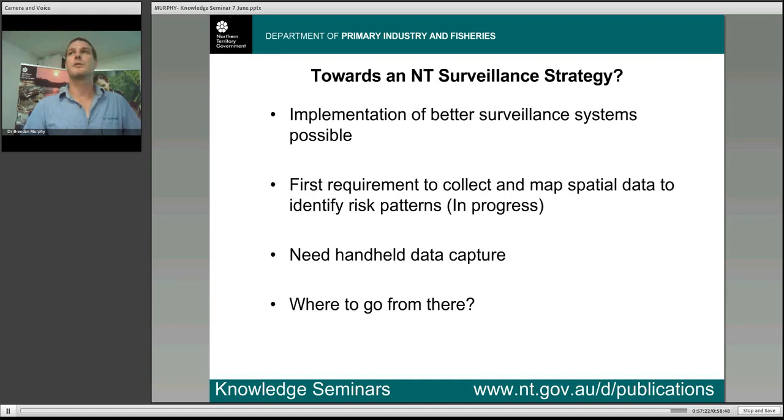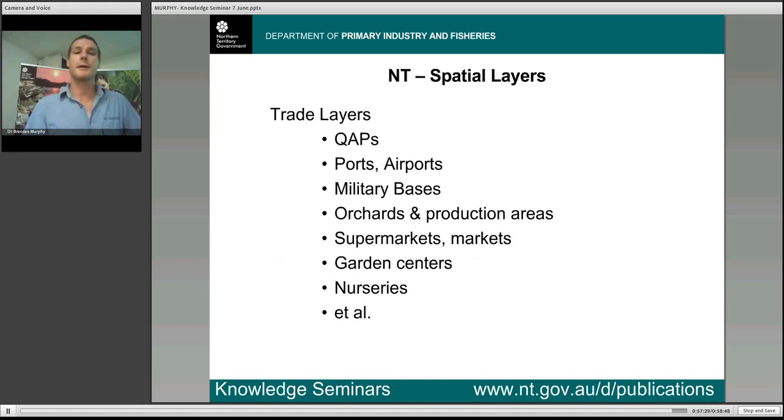In the future, we also need to get a handheld data capture to improve the quality of systems. And what I've been doing lately is basically collecting data to map out these spatial layers. So people who need to be involved can sit down and look at these maps and decide what we're going to do. And it's important to realise that we don't need all these spatial layers for every surveillance program. You turn on and off the layers that you need for a specific purpose.